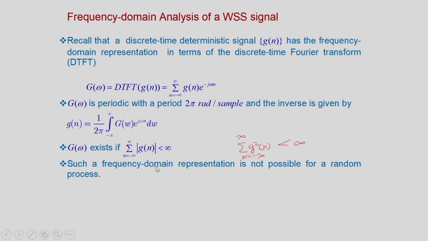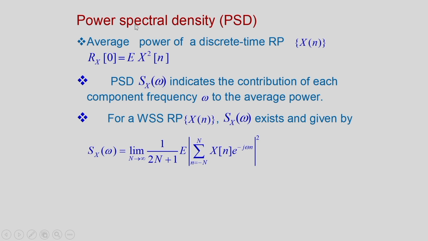But such a frequency domain representation is not possible for a random process, because this condition that the energy of the signal is finite is not valid for a random process. The very notion of stationarity implies that the signal never decays, and therefore its energy will be infinite. But the power spectral density, PSD, of a WSS process exists. So, let us see what is PSD.